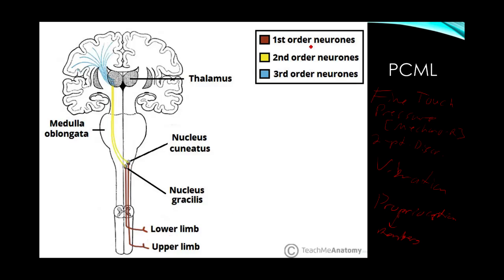So again, here we see the concept of first order, second order, third order. Remember, the lower limb travels in the gracile fasciculus, and the upper limb information travels in the cuneate fasciculus. So all the information, this type of information, and A beta fibers are the type of nerve fibers that are mostly responsible for conveying this information.